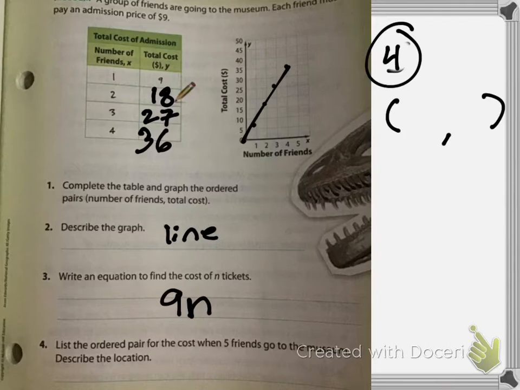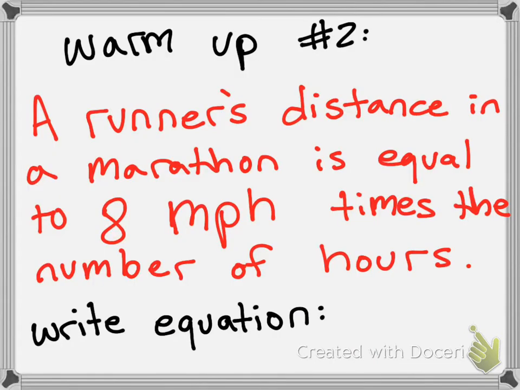List the ordered pair when 5 friends go to the museum. When 5 friends go to the museum, it's gonna cost $45. We all know our nines. It's as simple as that. And notice, if I plugged in 5 for my n, what am I gonna get? That 45. 9 times 5 is 45.